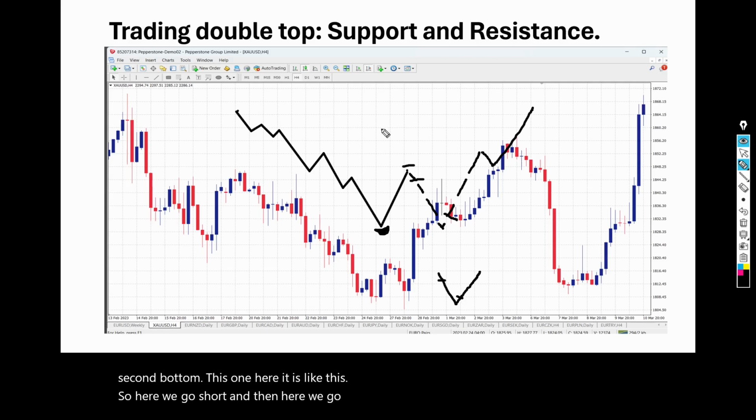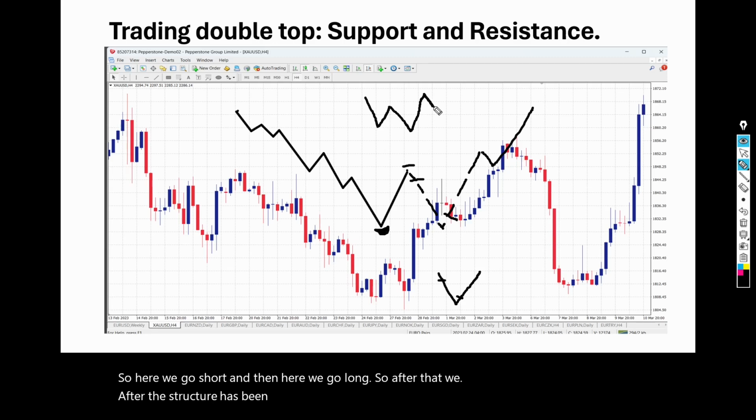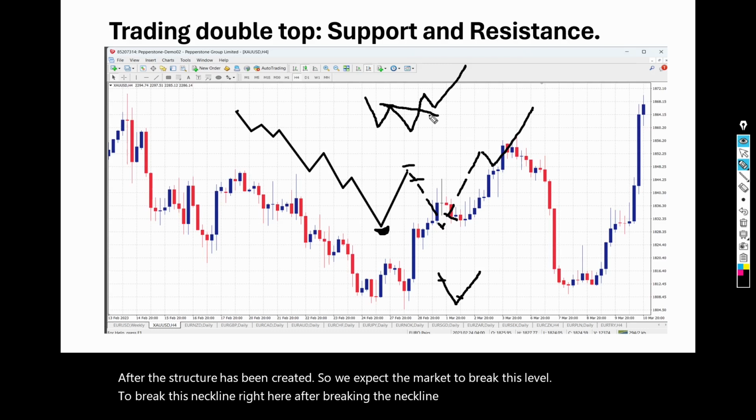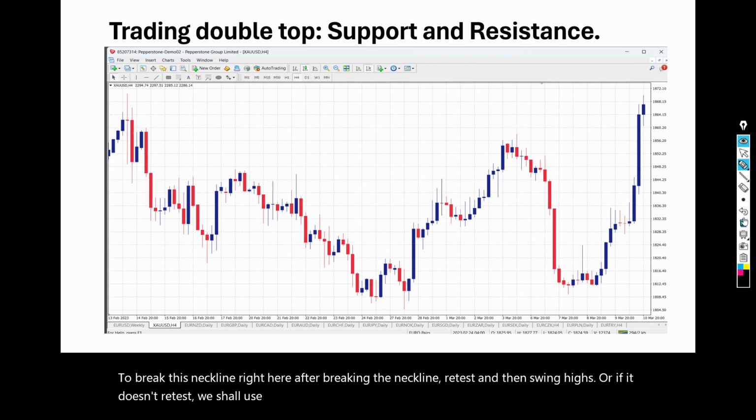So after the structure has been created, we expect the market to break this level, to break this neckline right here. After breaking the neckline, retest and then swing high. Or if it doesn't retest, we shall use another strategy. So that is how we trade in support and resistance.